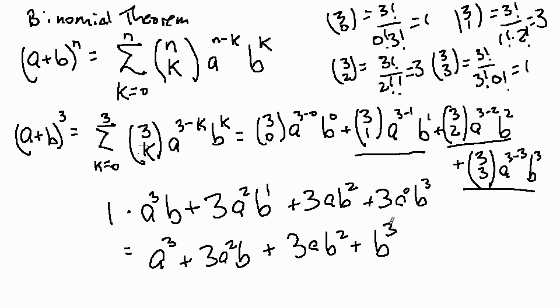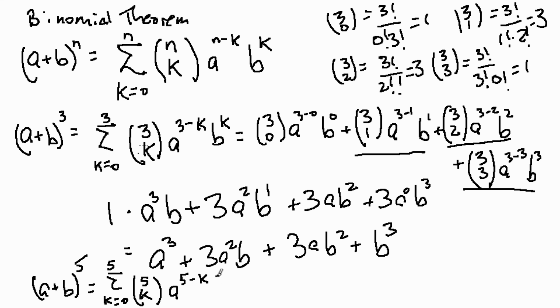So that works out. What you might want to try for practice, it'll take you a little bit longer, is calculate a plus b to the fifth using this formula over here. So that would equal the summation from k goes from 0 to 5 of 5 choose k times a to the 5 minus k b to the k. That would be a good practice exercise for you all to try.